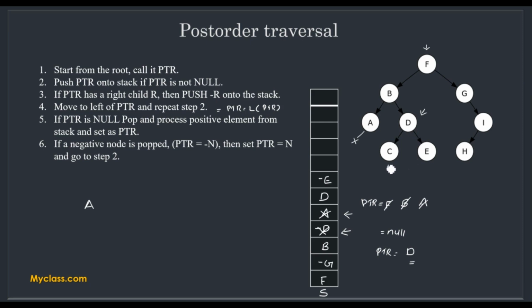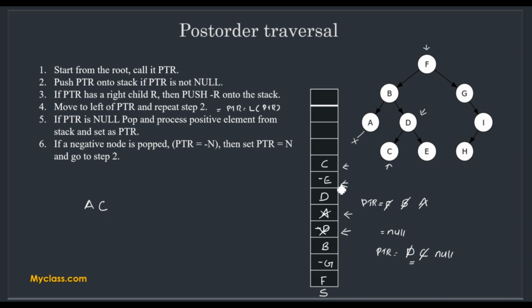Then we are going back to C. PTR equal to C. Now we are pushing C also. C does not have a right child and also does not have a left child. Now the PTR became null. If PTR is null, pop and process the positive element from the stack. So which one is a positive element? C is a positive element.